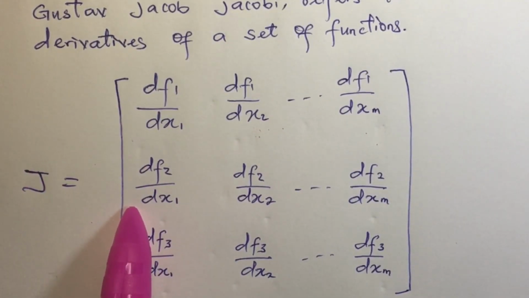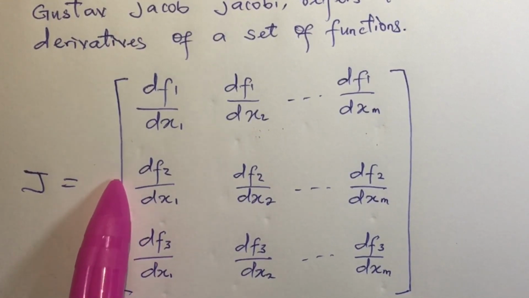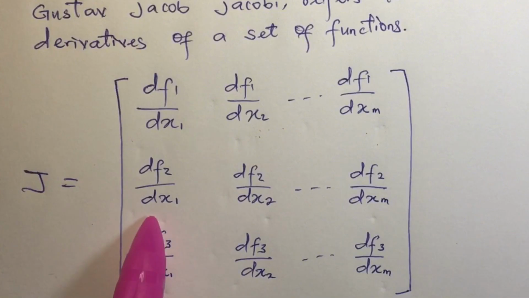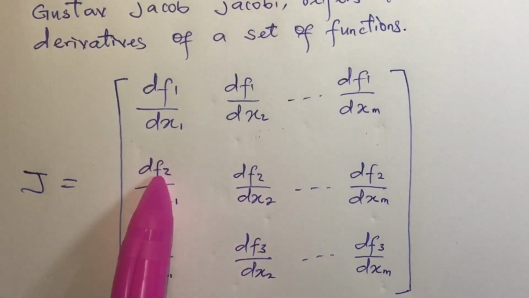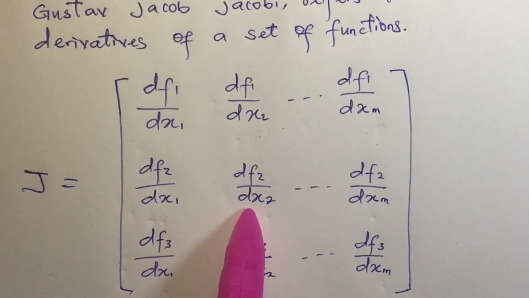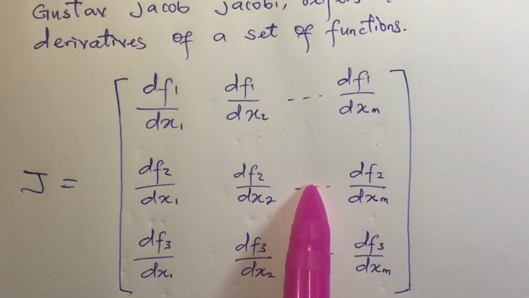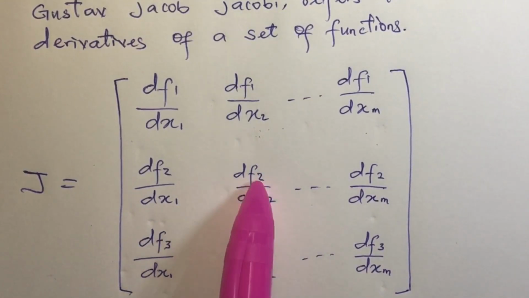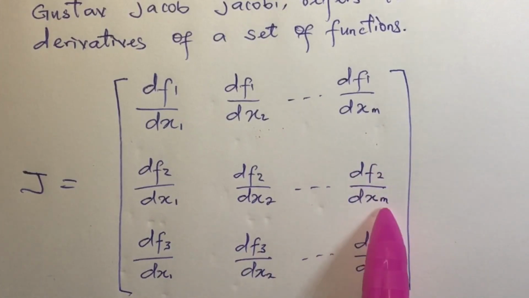You come down to the second function. You look for the differential of the second function with respect to the first variable. Next, you look for the differential of that second function with respect to the second variable. Like I said, if there is a third variable, you look for the differential of that second function, which is ∂f2 all over the third variable, down to the last variable.